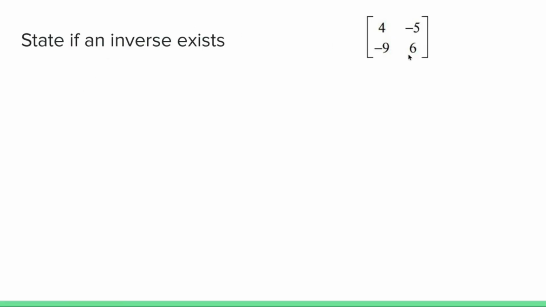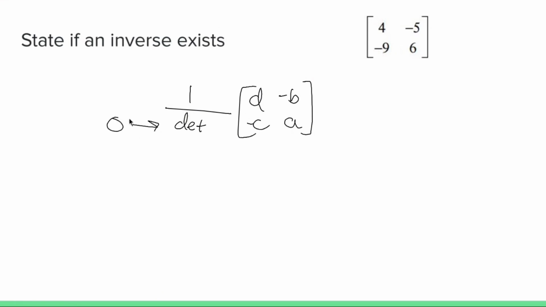State if the inverse exists. Well, the inverse of a 2 by 2 is going to be 1 over the determinant of whatever this matrix is times swap the D and the A, and then make the B and C negative. Now, all I really care about is if that determinant is 0. The inverse exists if the determinant is not 0, because if it was 0, well, then you would have an issue, and that issue is having an undefined number.